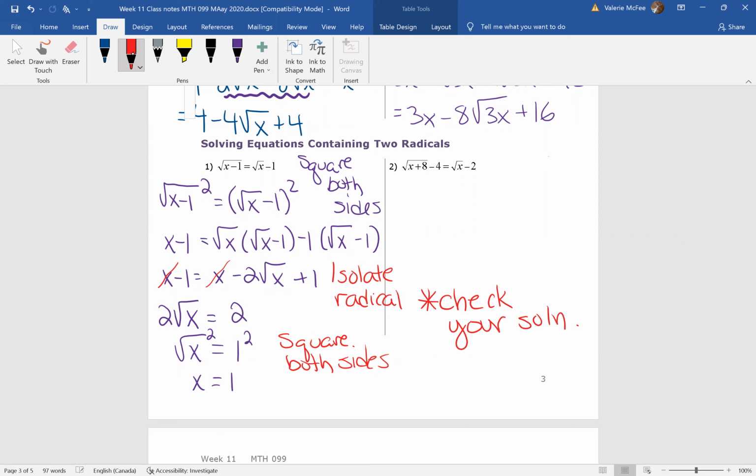We use substitution to do that. So we're going to substitute 1 in each of these. The square root of 1 minus 1 equals the square root of 1 minus 1. This is the square root of 0. 1 minus 1 equals 0. We know this is a solution. Why don't you pause your video and try question 2.